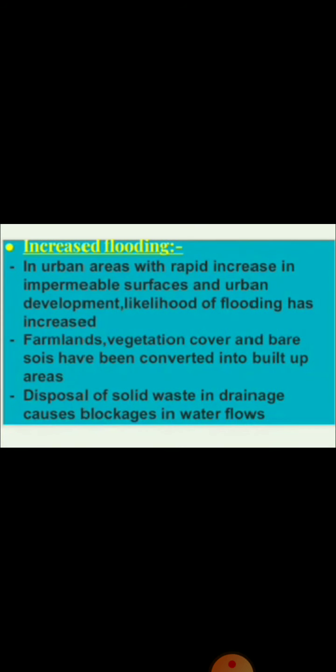Now, one more important issue regarding water is increased flooding. In urban areas with a rapid increase in impermeable surfaces like concrete areas, roads and buildings, the likelihood of flooding has increased. Farmlands, vegetation cover and bare soils have been converted into built-up areas. We have converted our agricultural lands, vegetation cover and bare soils into built-up areas. As a result, water runs off the concrete structures.